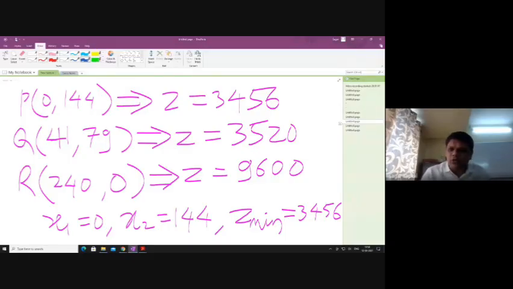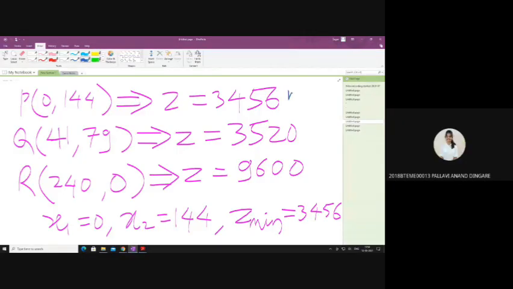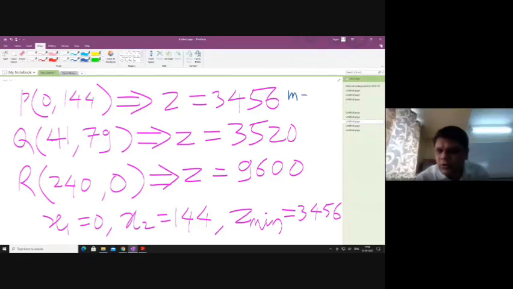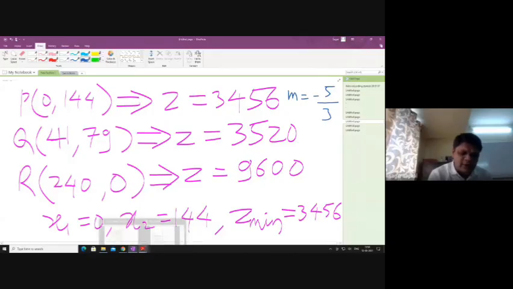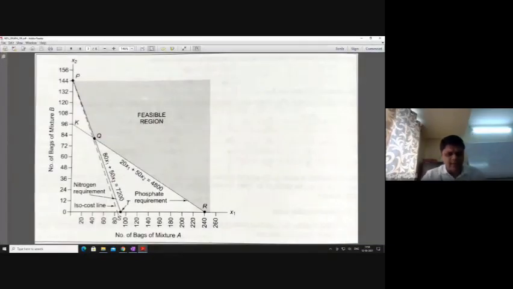Now tell me what is the slope of this? Minus 5 by 3. m is equal to minus 5 by 3. Okay, now draw a line having slope minus 5 by 3.